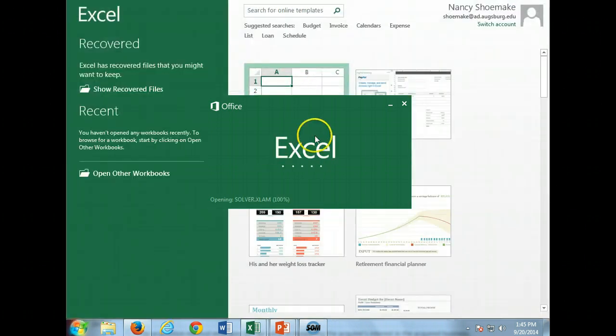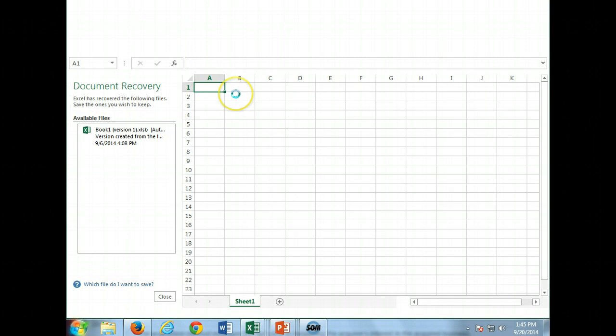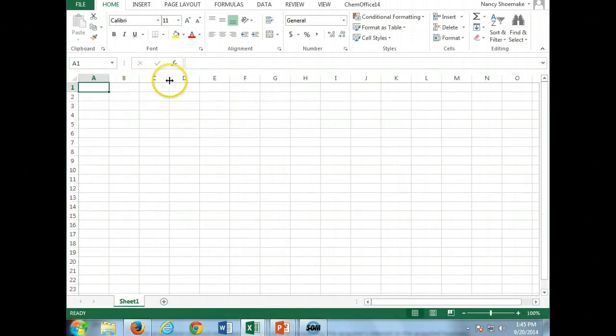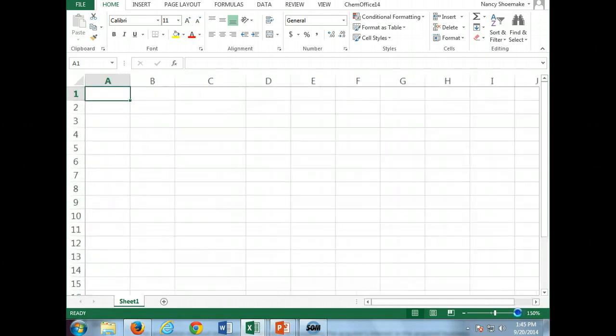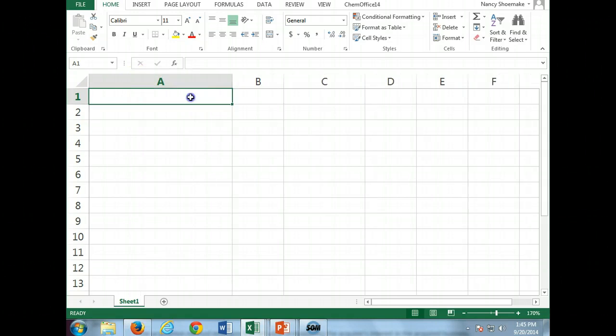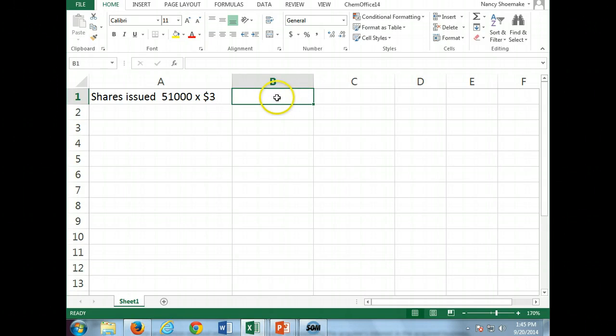So in Excel, we are going to basically show how much did we purchase the shares for? $3. We purchased 51,000 shares at $3 a share. So 51,000 shares at $3 a share, 153, right? Make sense?